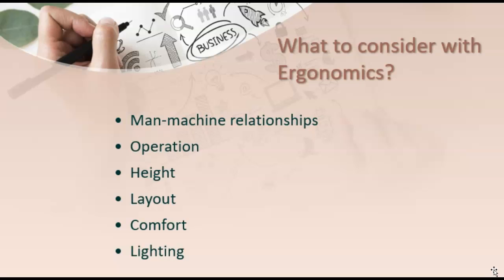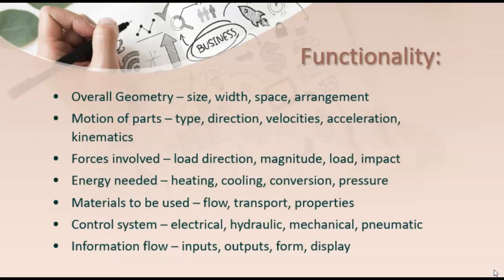What to consider with ergonomics. Man-machine relationships. Operation. Height. Layout. Comfort. Lighting. Functionality. Overall geometry, size, width, space, arrangement. Motion of parts, type, direction, velocities, acceleration, kinematics.